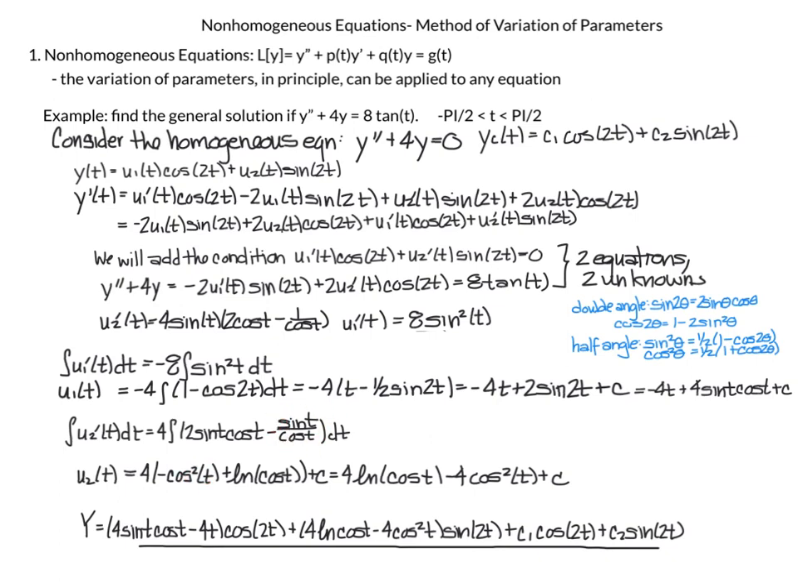The integral of tangent is natural log of cosine of t, and then with my integral, I put a plus c at the end. And it's great now. We have u2 and u1 solved for, but remember many minutes ago when we started this problem, the solution to the particular equation is u1 cosine 2t, u2 sine 2t, plus the solutions to the homogeneous equation.